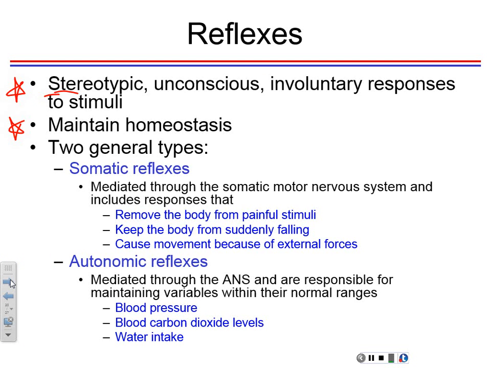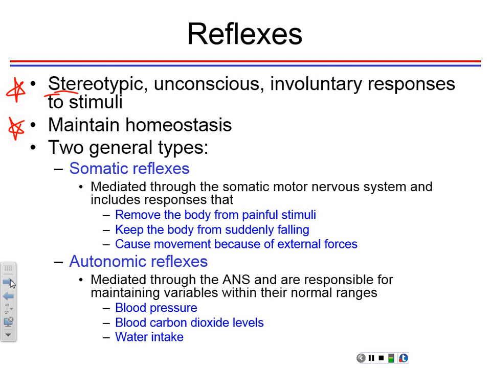All right. Like I was saying, you've got two types of reflexes. The somatic reflexes will control muscles. Remember, somites become muscles in the growing fetus. So somatic will control muscles, skeletal muscles specifically, right? And they're normally involved in removing body parts from painful stimuli, okay? So that you limit tissue damage.